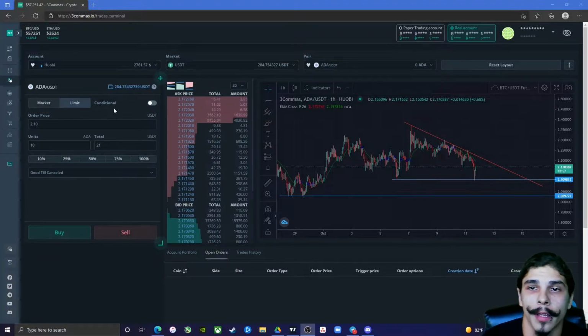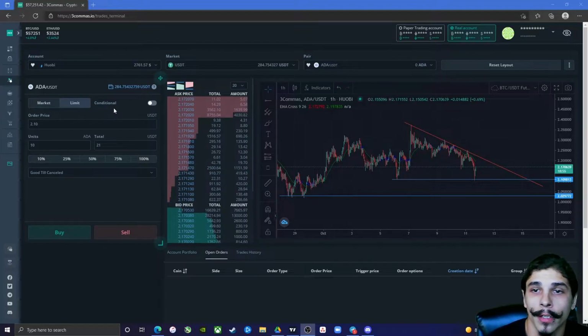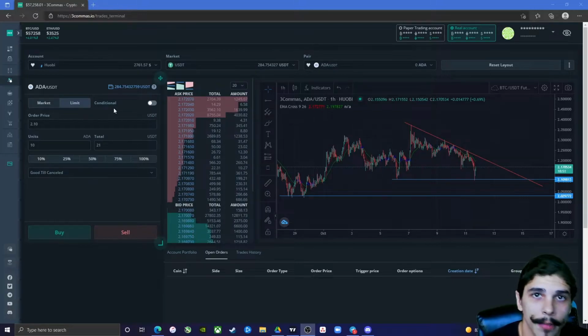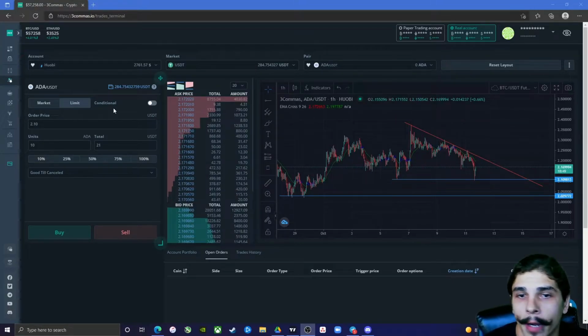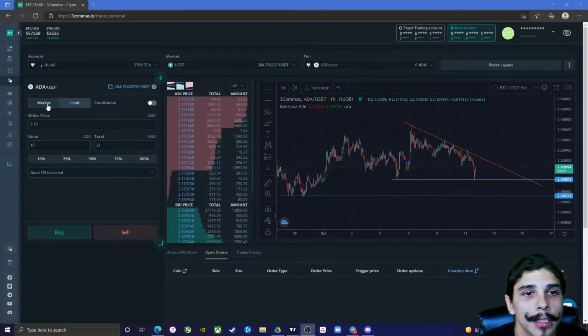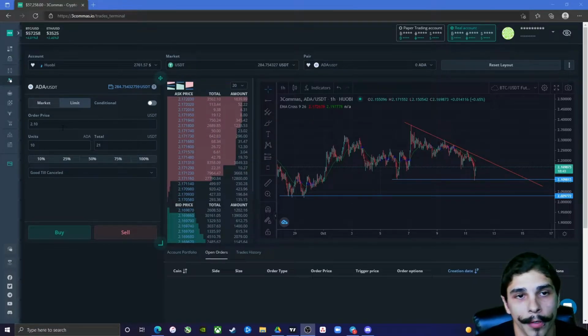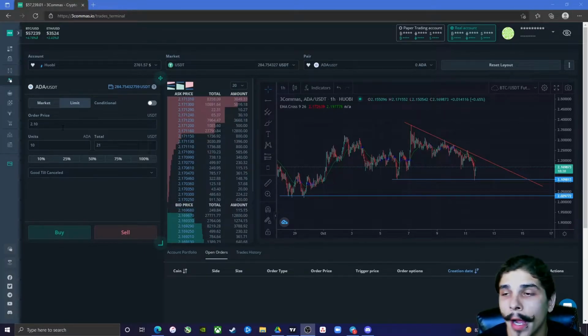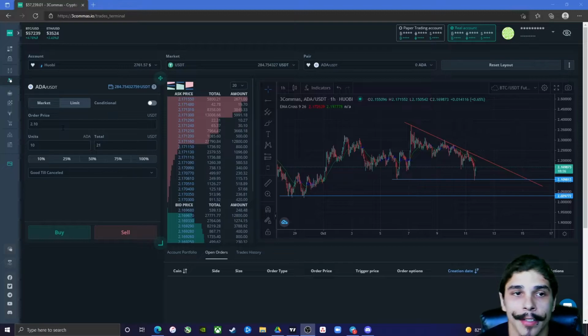You can do this with most any exchange. There are limit and market orders. One of them will make you a maker and one of them will make you a taker. I'll explain that right now. So let's just say, for example, I'm going to go ahead and start with a limit order. So a limit order means that you want to buy an asset at a certain price.